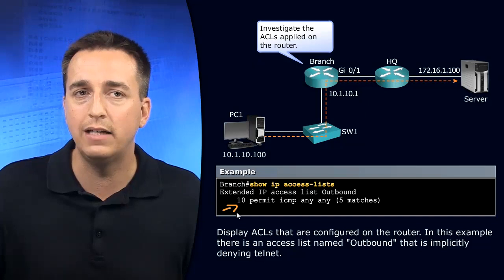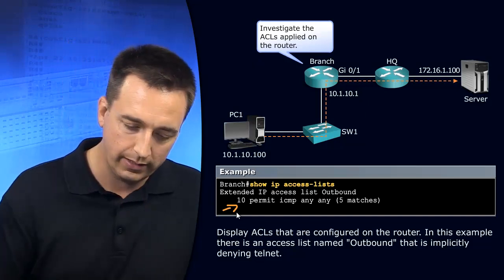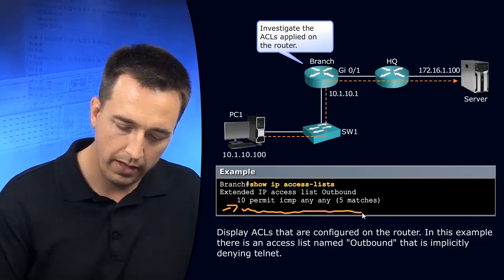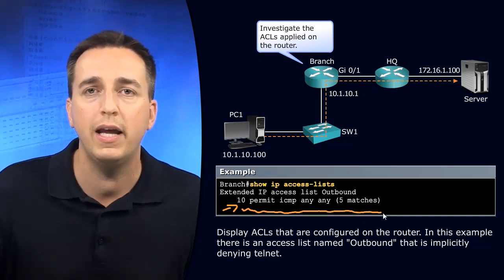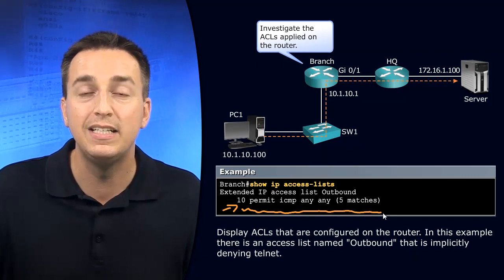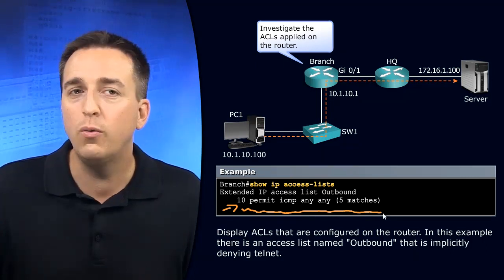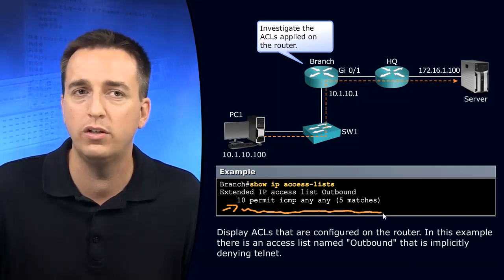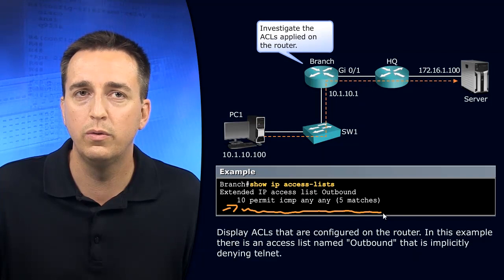Now, why is that? Well, the reason is this right here, the blank space. What's in that blank space? It's our invisible, implicit deny all. So everything else is being denied. The only thing we can do here is ping from PC1 to the server. That's all we can do. That's it.